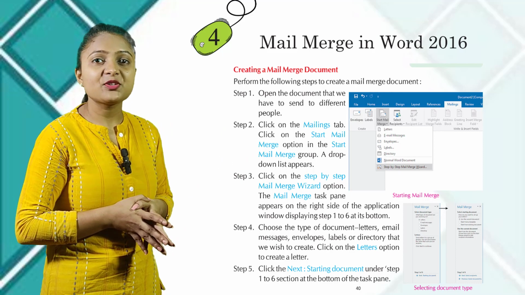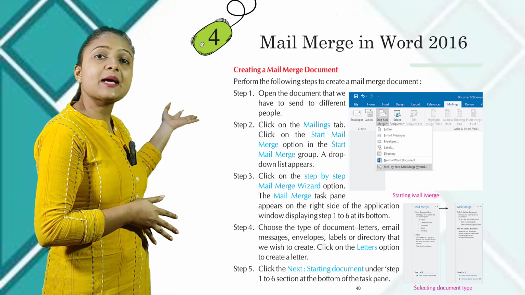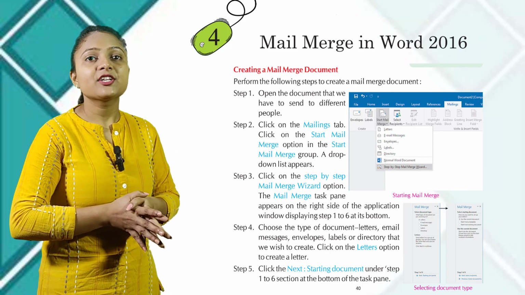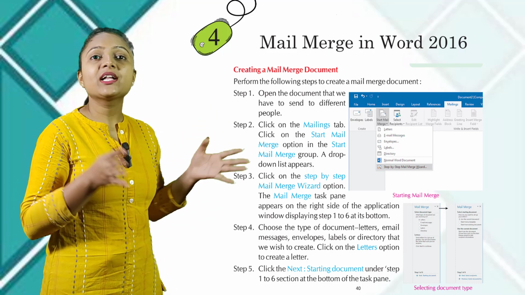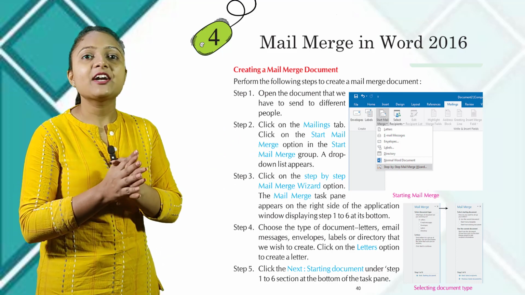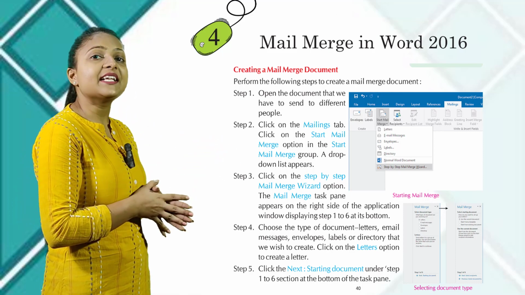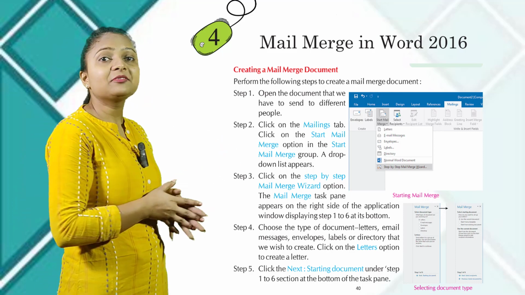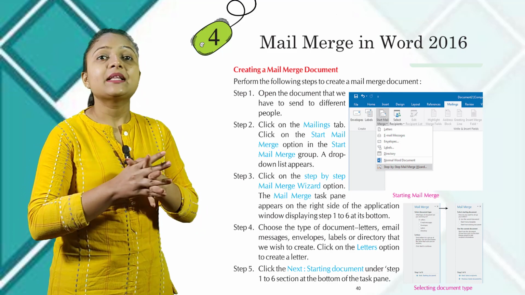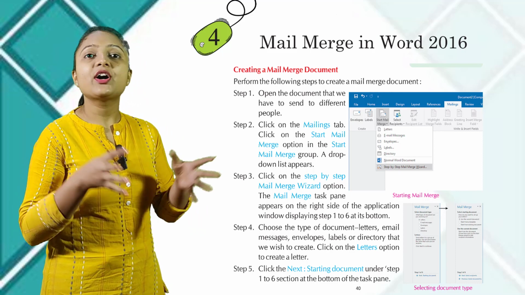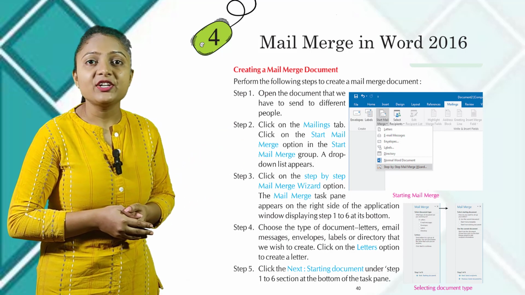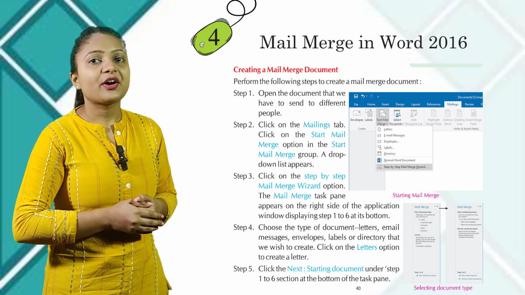Perform the following steps to create a mail merge document. Step 1. Open the document that we have to send to different people. Step 2. Click on the Mailings tab. Click on the Start Mail Merge option in the Start Mail Merge group. A drop-down list appears. Step 3. Click on the Step-by-Step Mail Merge Wizard option. The Mail Merge task pane appears on the right side of the application window displaying Step 1 to 6 at its bottom.